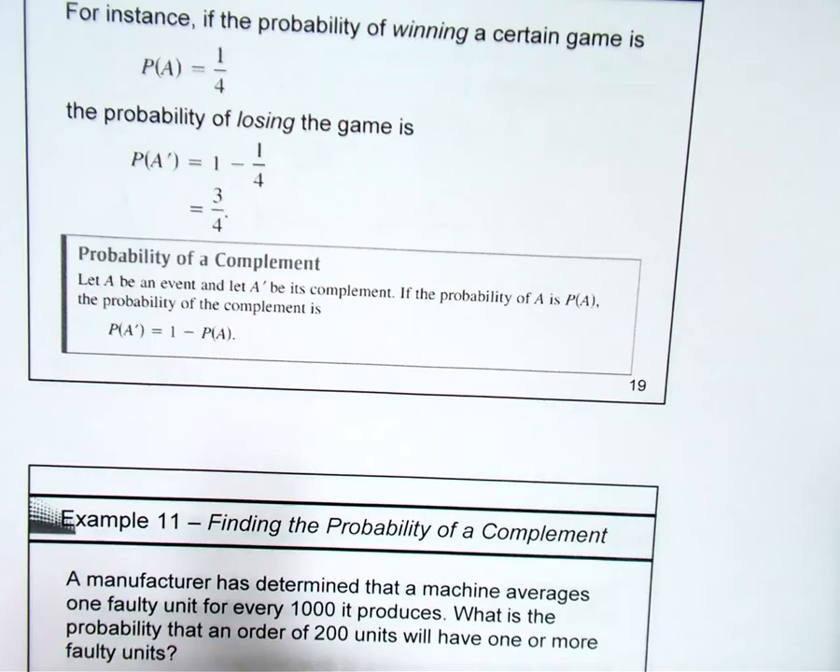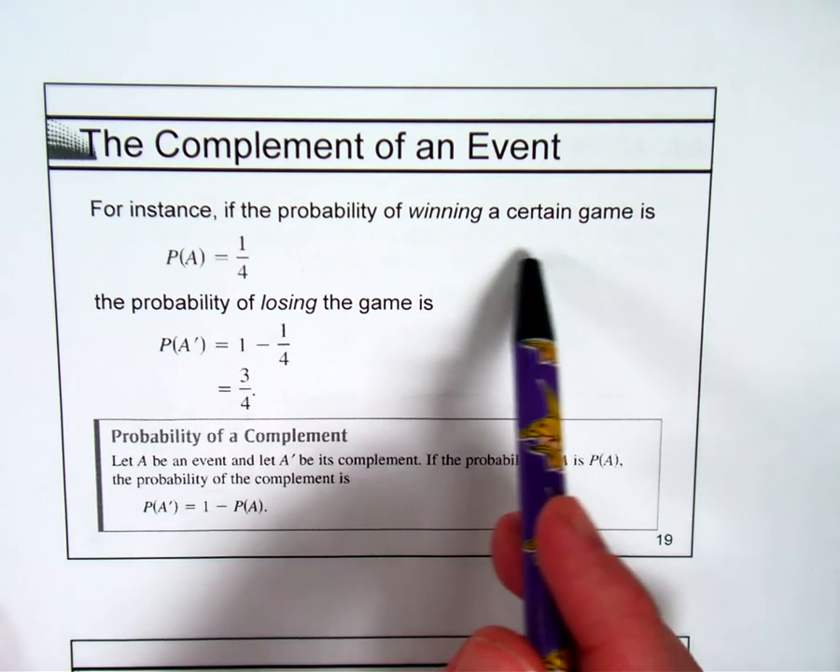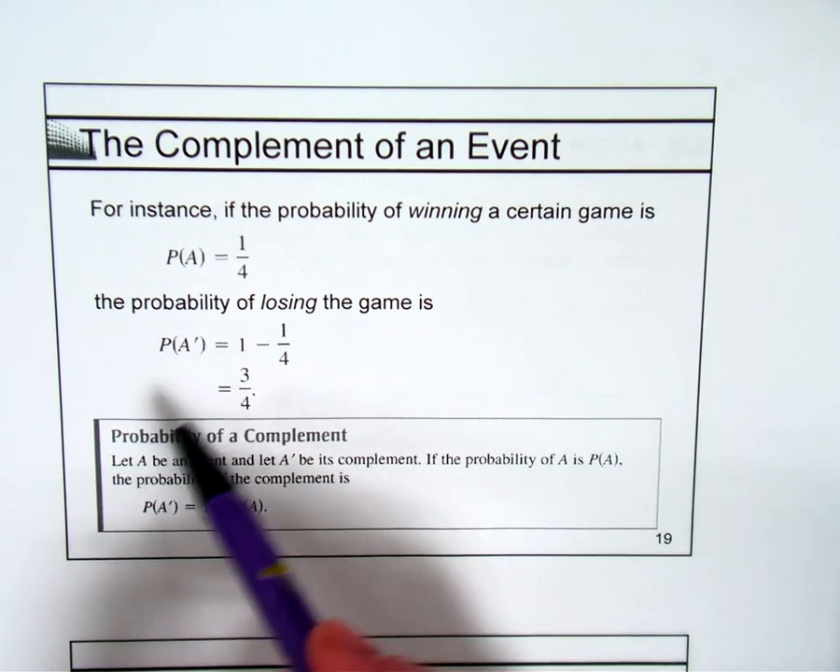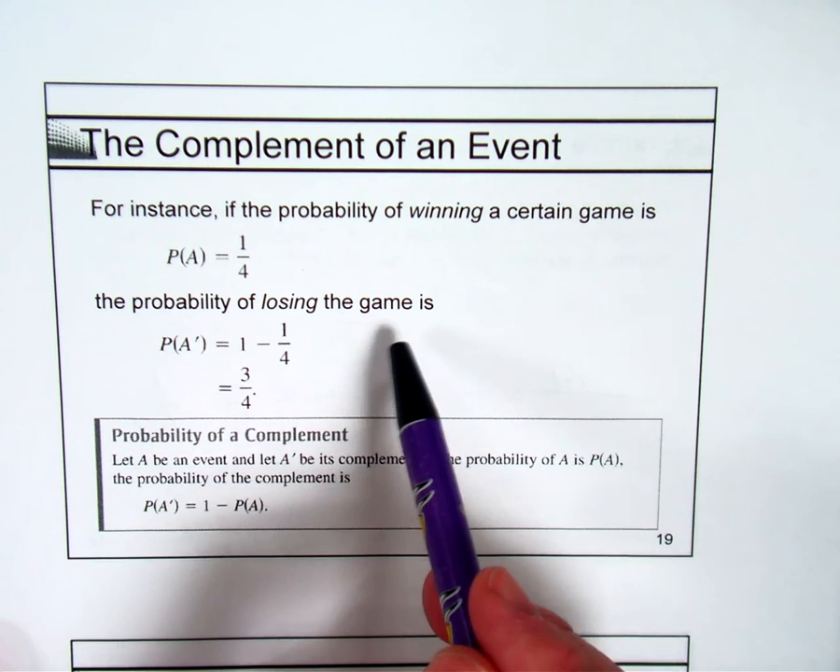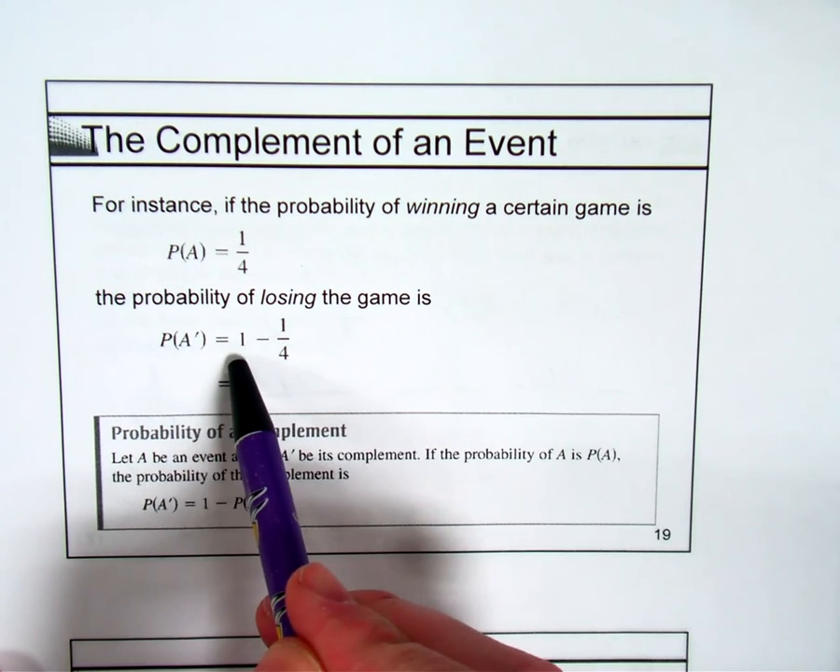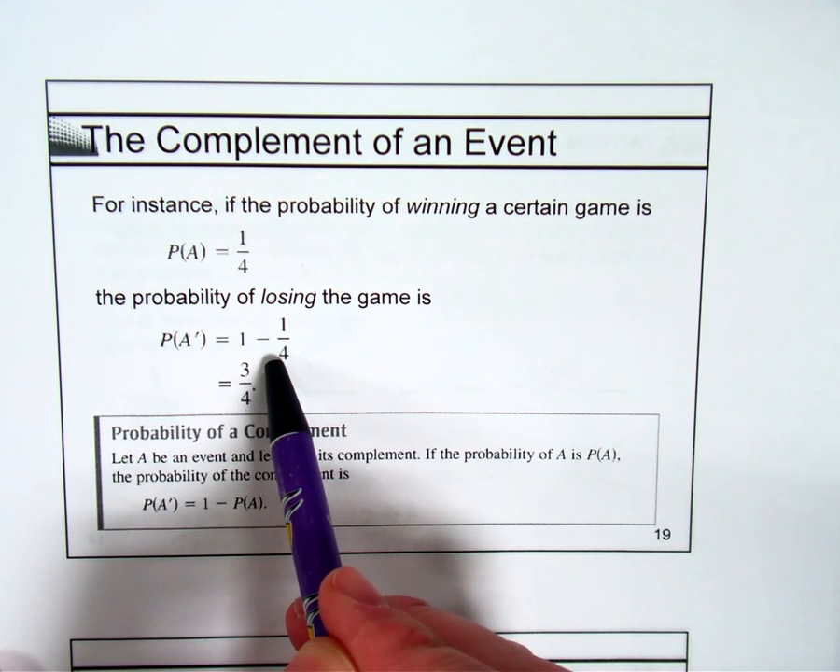Okay, probability of winning a certain game is 1/4. So the opposite of winning would be losing. What's the probability of losing the game? Well, everything that's not winning. So 1 minus the probability of winning would give you your probability of losing, 3/4.